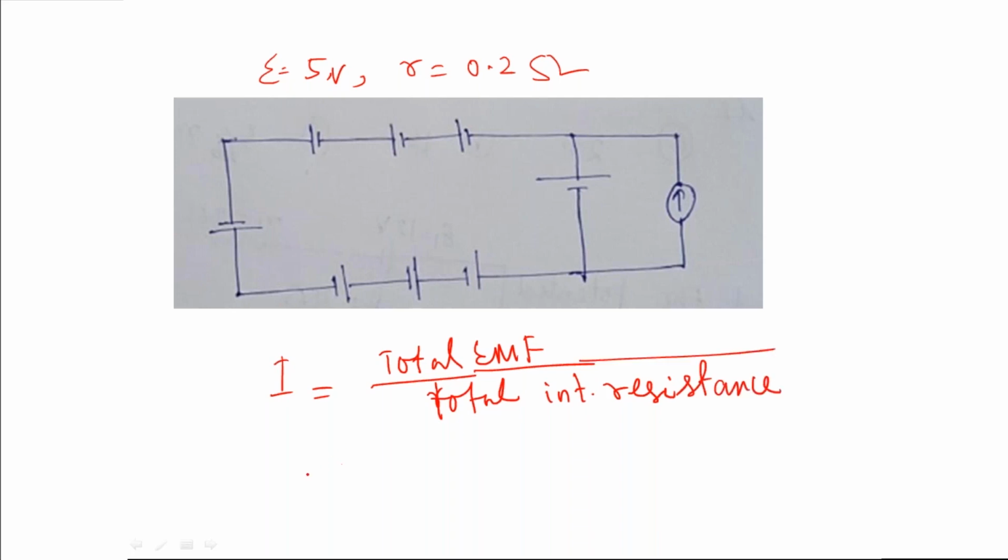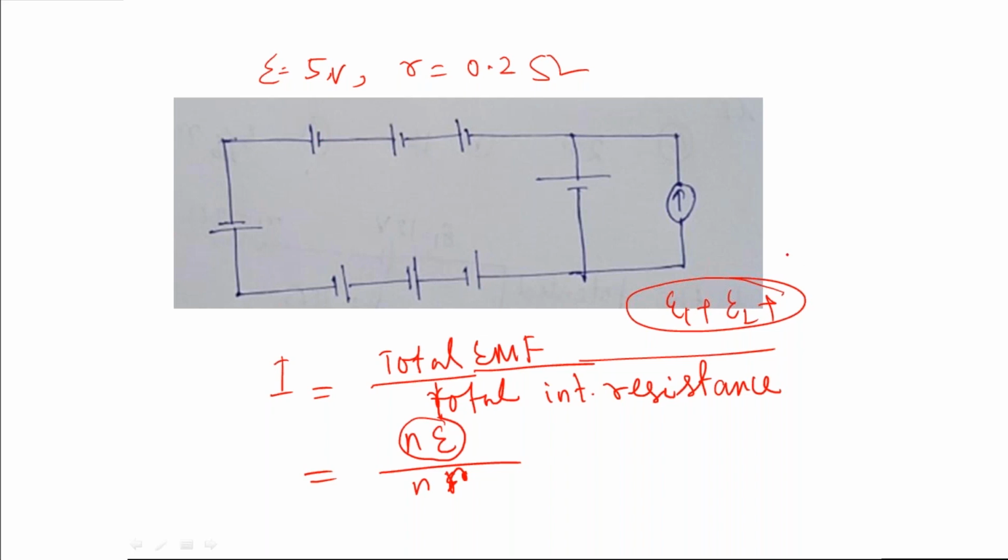Here, total internal resistance of the circuit. If you have gone through our previous classes, or have already read the combination of cells: if the cells are in series, you will get E1 plus E2 plus E3, like that, as the equivalent EMF of the equivalent cell. If you have n equal cells, you will get total EMF n into E.